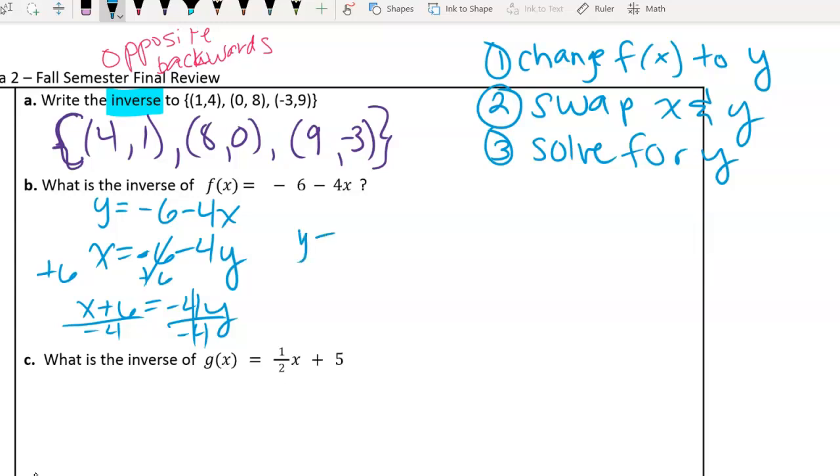Now we have y equals -1/4 x minus 3 over 2. So essentially when we divide both sides by -4, we're saying x divided by -4 and 6 divided by negative 4.